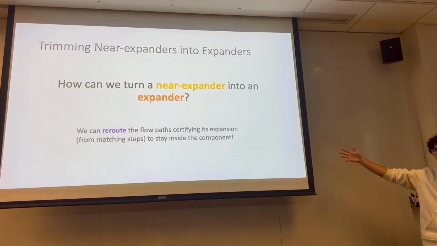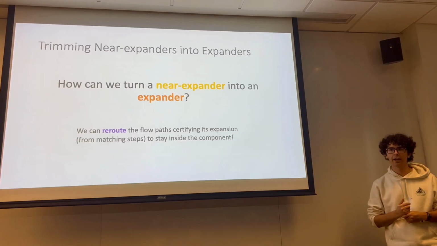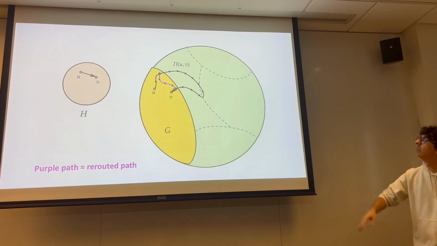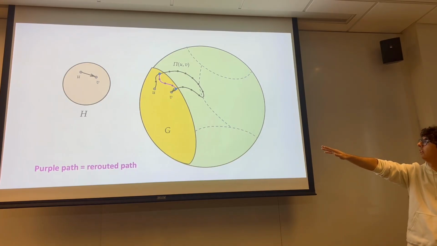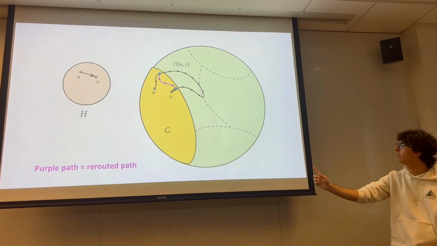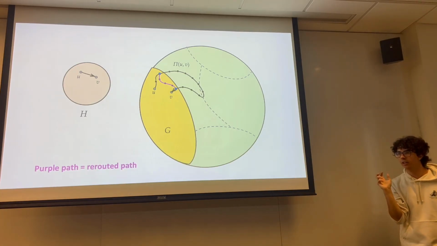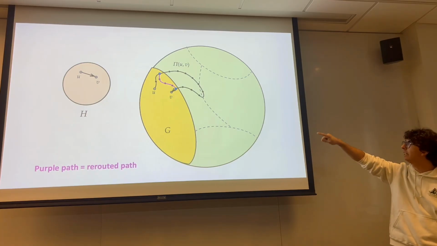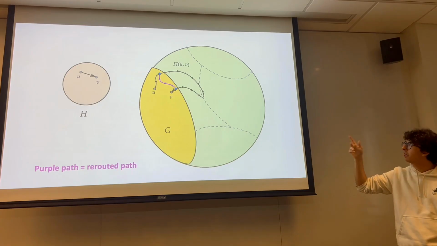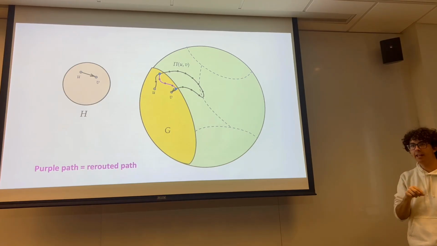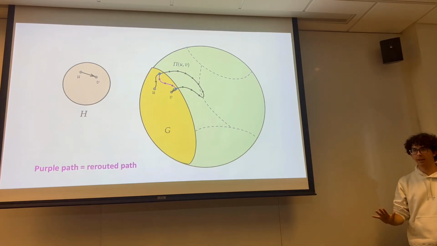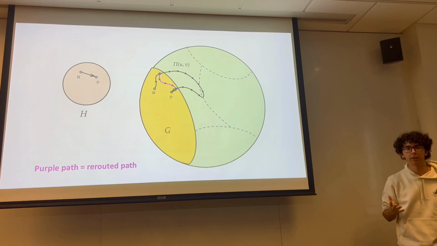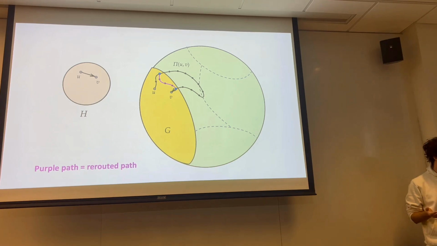If we can directly reroute them, then we'll certify expansion. Just to show this pictorially, we have some expander H. It certifies the expansion of this yellow part, which is a near expander now. But it certifies it by embedding these edges into flow paths that leave the yellow part. Because it leaves it, it's a near expander. If it stayed in it for all of these embeddings, it would actually be an expander. So if we can reroute this flow path to the purple path, we'd be good. And that's what trimming does.